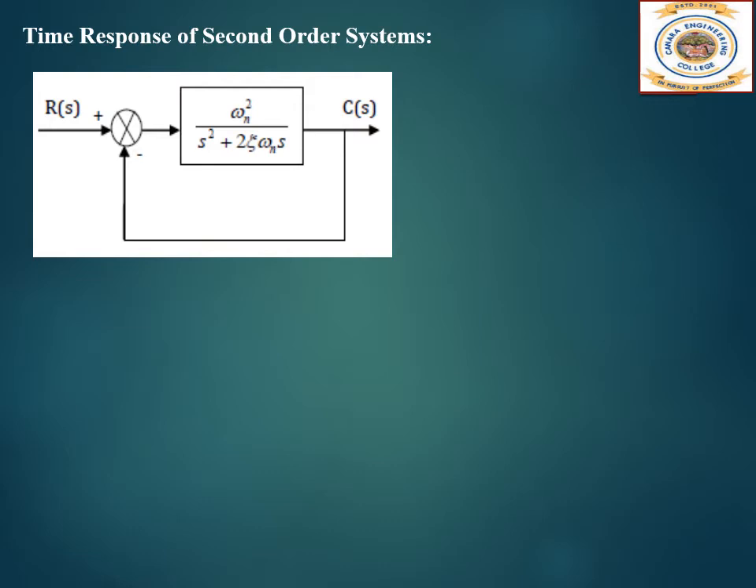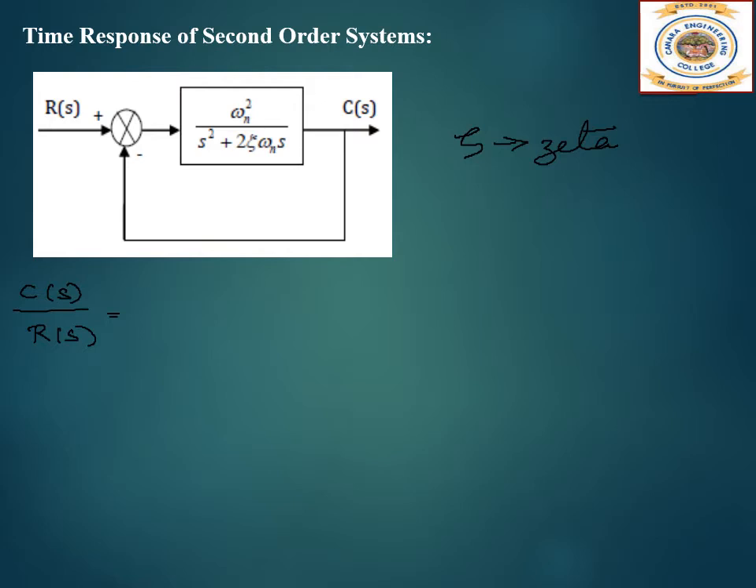Now in this case, before going into exactly the time response of the second order system, let us learn some terms before that. So here first what we will do is let us find the closed loop transfer function. So C of s by R of s. Here, G of s is omega n square by s square plus 2 zeta omega n s. This is called zeta. So C of s by R of s, with G of s H of s equal to 1.